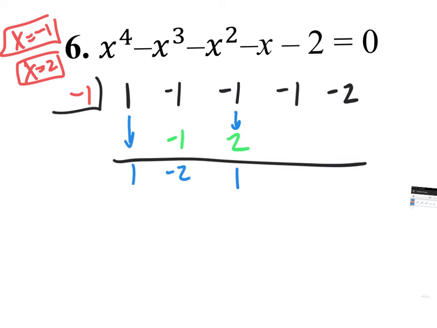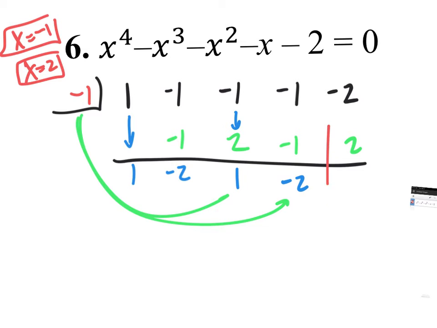As you go up, you multiply. Negative 1 times 1 is negative 1. As you come down, you combine. Negative 1 and negative 1 is negative 2. As you go up, you multiply. Negative 1 times negative 2 is positive 2. And no surprise, the remainder is 0.